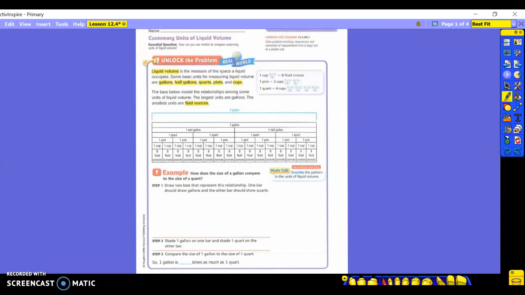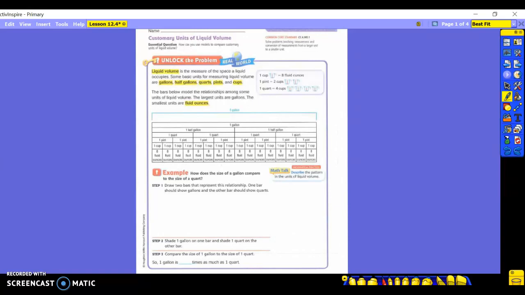Over here in the box, you see that one cup is equal to 8 fluid ounces. So there's 8 ounces in one cup. Then you have one pint is equal to 2 cups. So if I take 2 cups, I'm going to fill up a pint. And then if I have 4 cups, I will fill a quart. And this little chart down here will hopefully show you a little bit more of that.